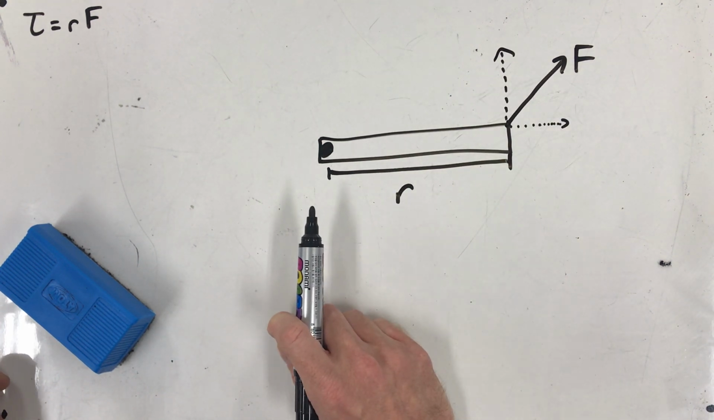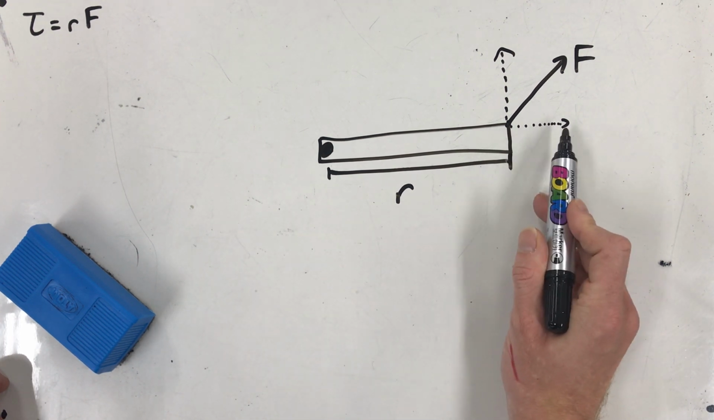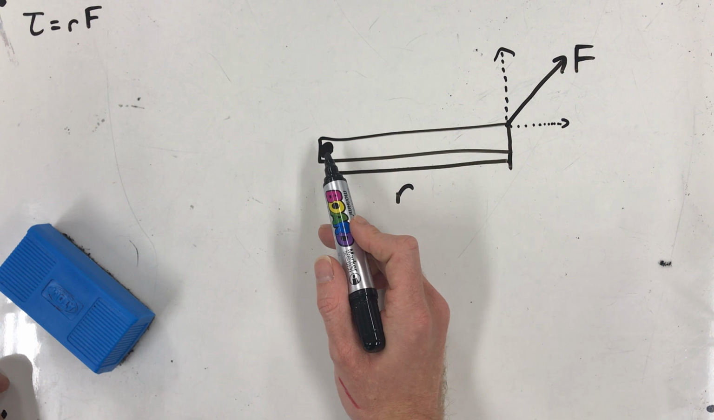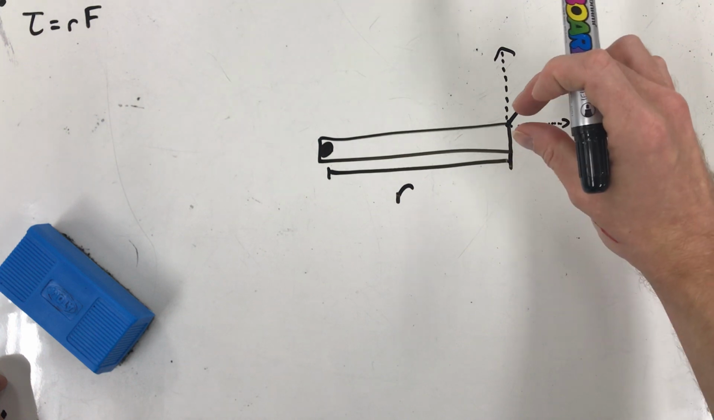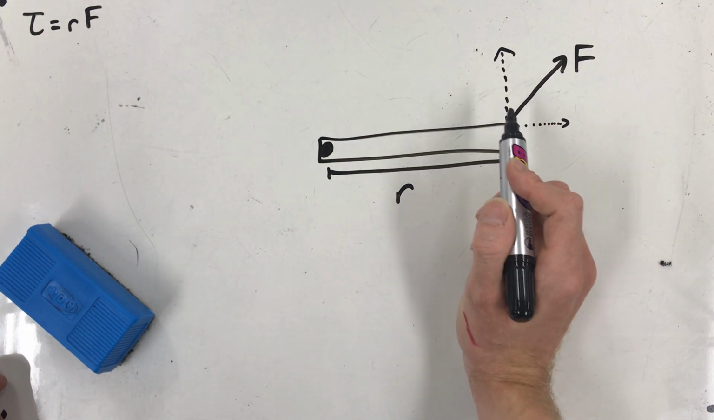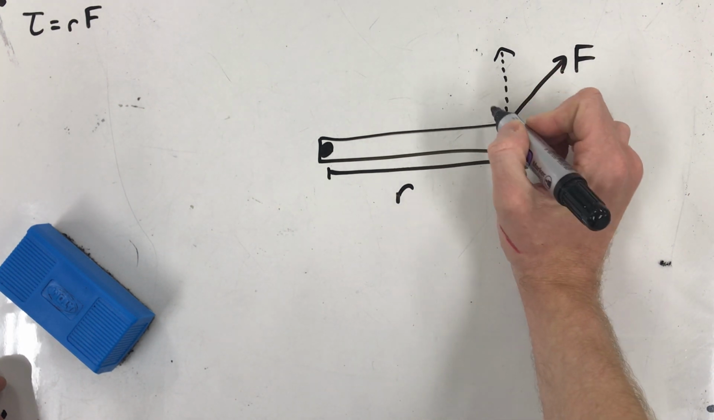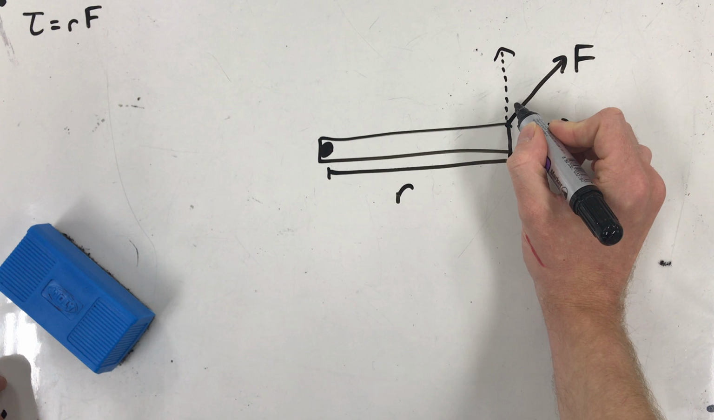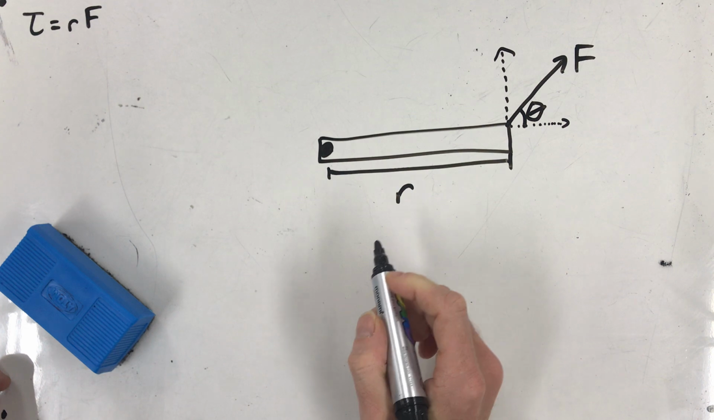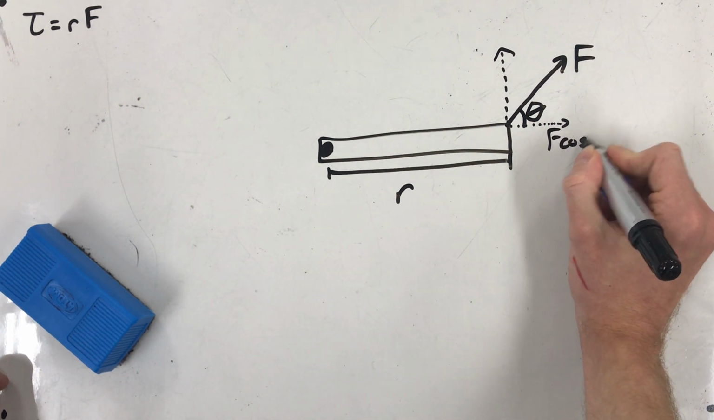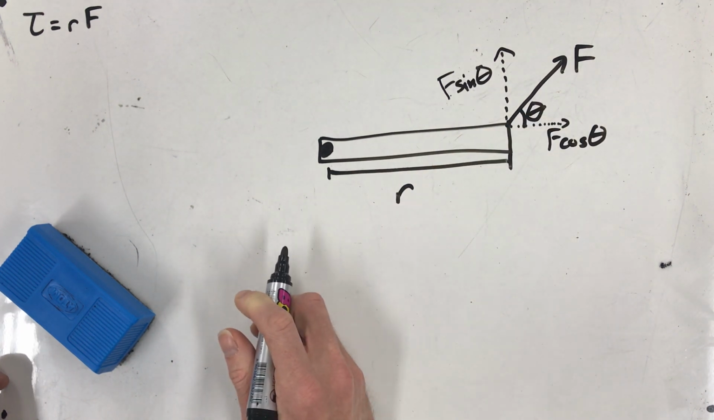And not both of these components are going to give a torque. So if you think about it, this component here is not going to help make this thing rotate. This component here is just pulling outwards. It's not making it spin. So this component is not going to exert a torque, but this component is. So we'd have to define an angle. Let's call this theta. This would be F cosine theta, and this would be F sine theta.